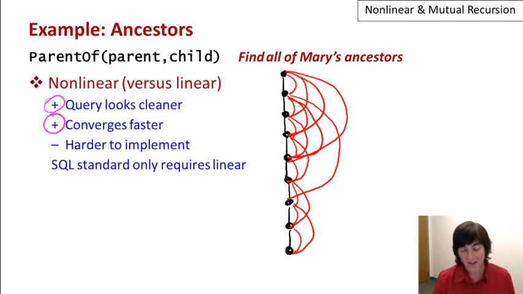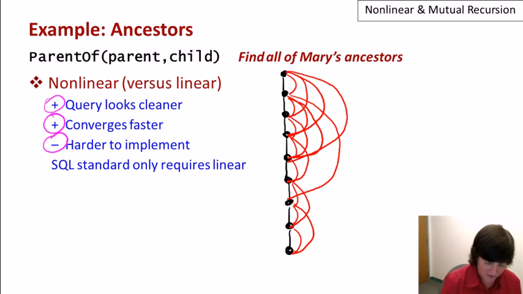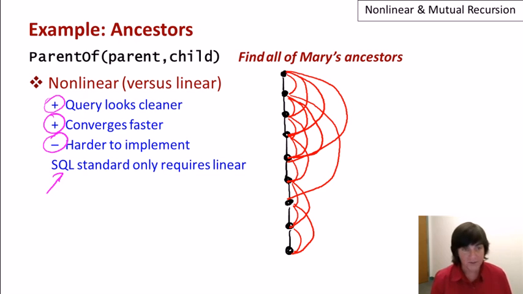So what about the downsides of nonlinear recursion? Well, the major downside is that it's harder to implement, or certainly harder to implement efficiently. And as a result of that, actually the SQL standard only requires linear recursion, and the Postgres system that we've been using also only supports linear recursion.